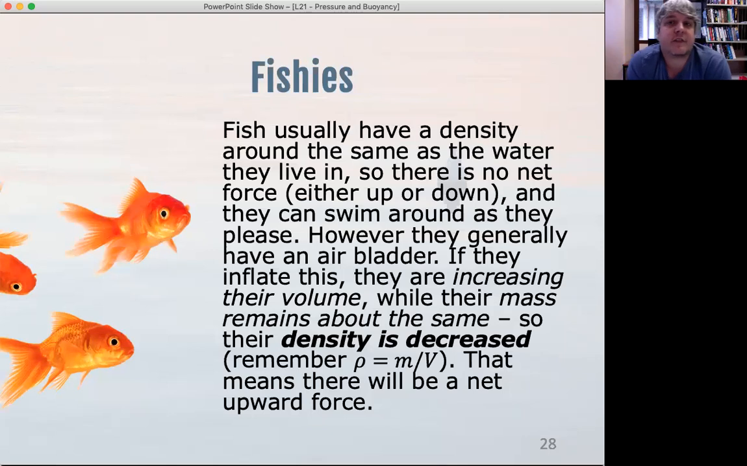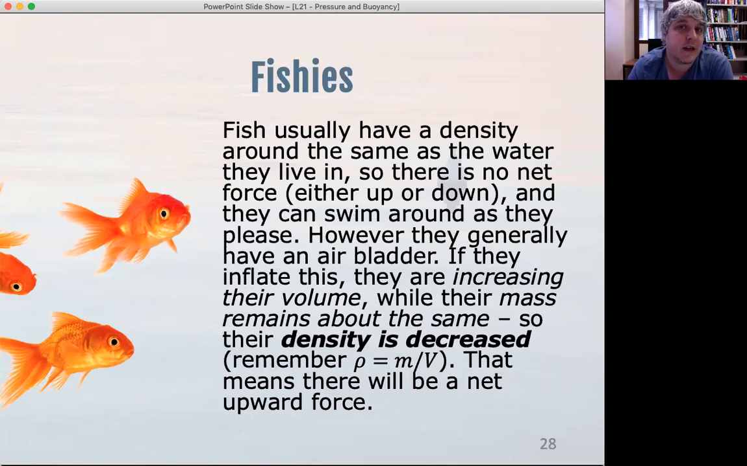A couple of interesting little subjects on the topic of flotation and buoyancy is, first of all, fishies. So fish have about the same density as water, as we just said, so they can swim around. There's no net force on them, either up or down. Of course, remember I mentioned that the deeper you go, the greater the forces, and you can get some compression going on. So fish do have certain depth environments that they like to live in.